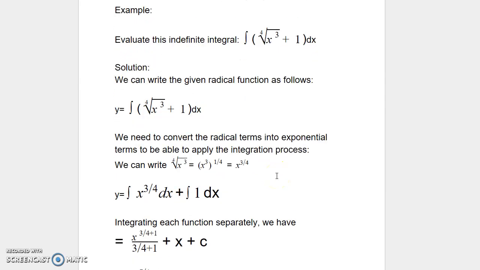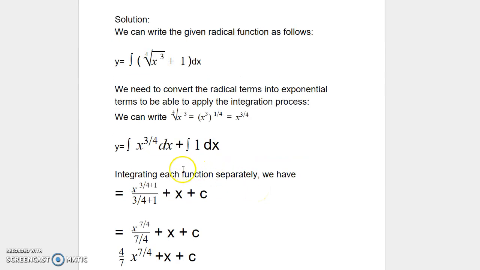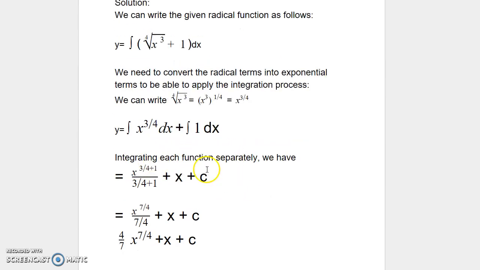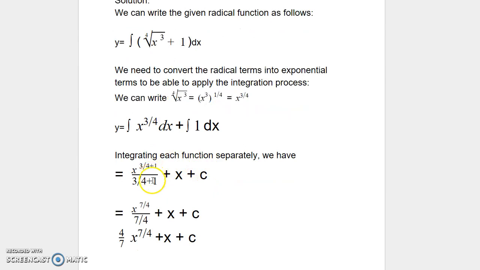So we can write the given function as y is equal to the integral of x to the power of 3 over 4 dx plus the integral of 1 dx. Now we are ready to apply the process of integration. We're going to integrate each term separately, and when we do that, we're going to write it out as follows.